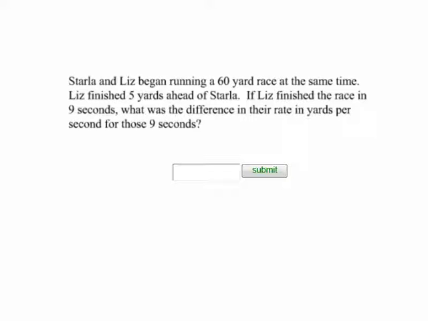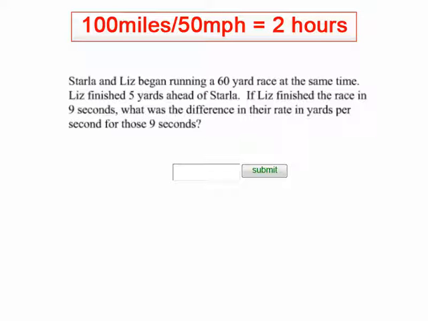This is a little bit of a variation on the traditional time, distance, rate problem. It still helps us if we remember that if you go 100 miles at 50 miles per hour, it takes you 2 hours. Helps us keep our configuration together. Well, Starla and Liz began running a 60-yard race at the same time. Liz finished 5 yards ahead of Starla.